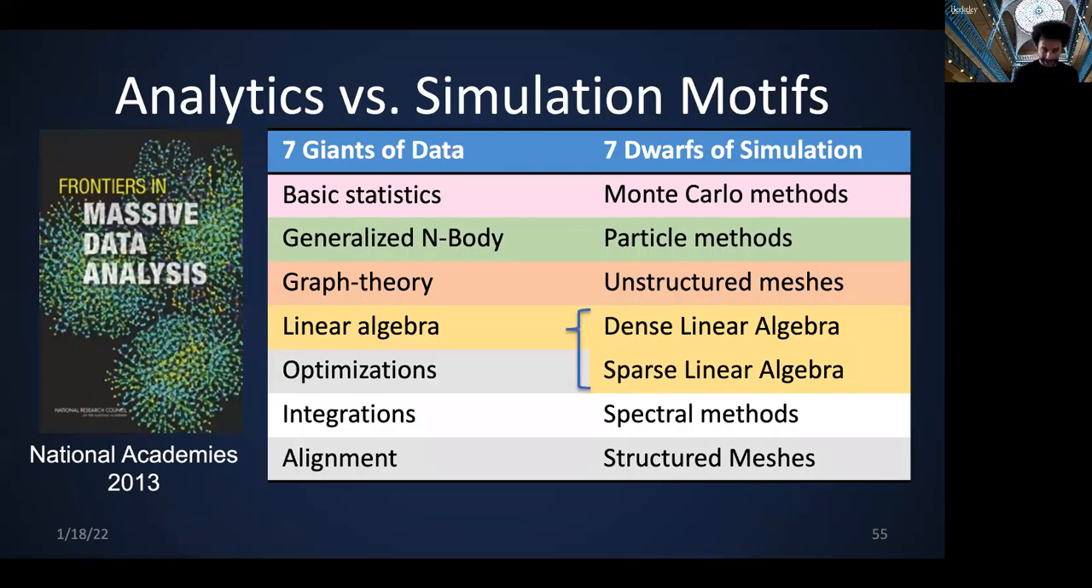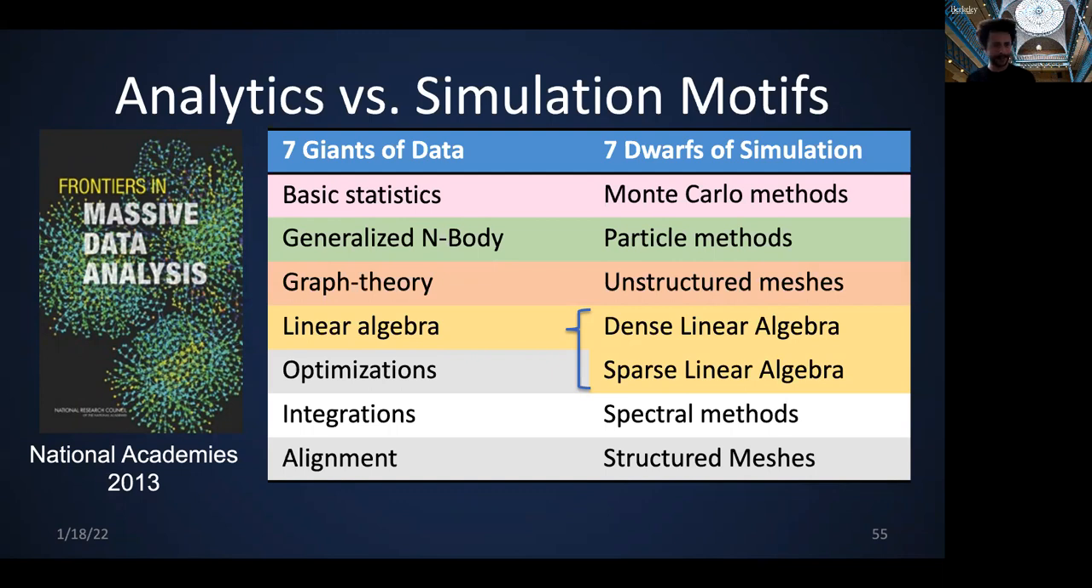not at all important perhaps for browsers and so on. Later, a National Academy's report, which some of the faculty at Berkeley, including Michael Mahoney at the statistics department, have contributed to, classified 7 giants of data. They wanted to call these giants, I suppose because the title of the report talked about massive data analysis, so calling these things dwarfs or motifs wasn't enough. It had to be called giants. And they identified 7 again. Maybe they just wanted to stay symmetric with Phil Colella's dwarfs.